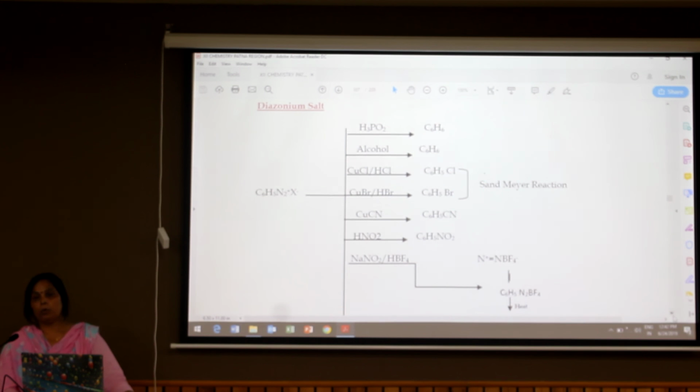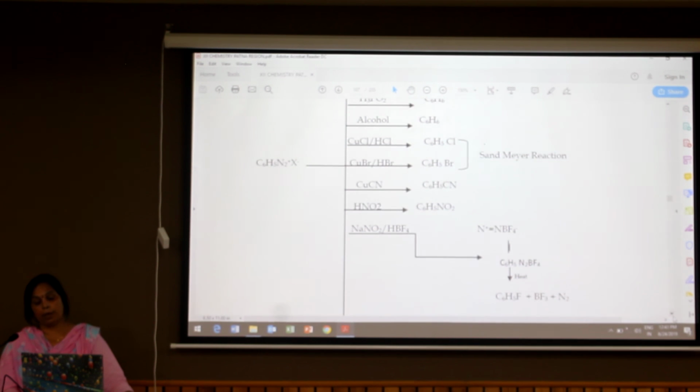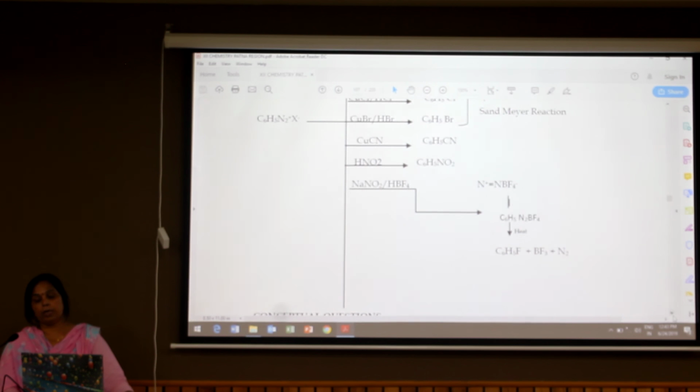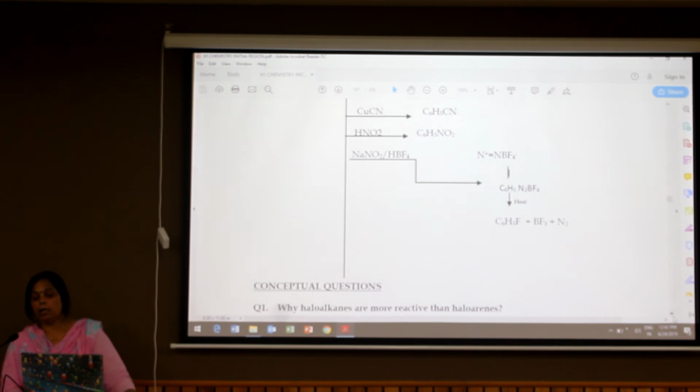For example, when diazonium salt is treated with H3PO2, we get benzene. With alcohol, we also get benzene. With CuCl and HCl, we get chlorobenzene. With CuBr and HBr, we get bromobenzene. These two reactions are called Sandmeyer's reaction. With CuCN, we get cyanides. With HNO2, we get nitrobenzene. And with NaNO2 and HBF4, we get fluorobenzene. This is a special type of process used for the formation of fluorobenzene. Thank you.